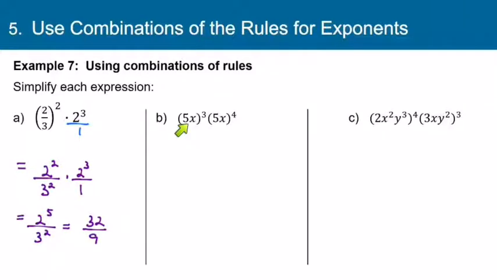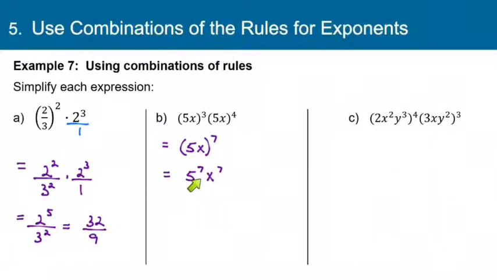Okay, so for part B, we have 5x to the third times 5x to the fourth. Notice that both of these bases are the same, and that means we can apply the product rule. So that would give us 5x in parentheses to the seventh power, because 3 plus 4 is 7. And now we have a way to apply power rule B, which says that if you have a product inside the parentheses, you can apply that exponent to everything inside the parentheses. And so that would give us 5 to the seventh times x to the seventh.